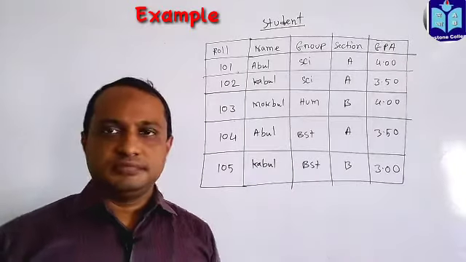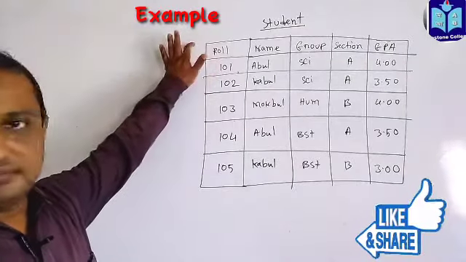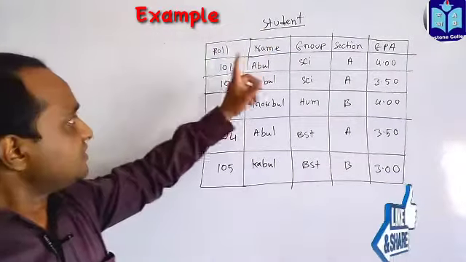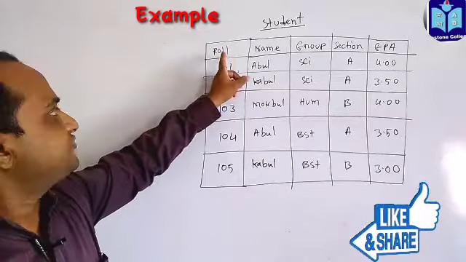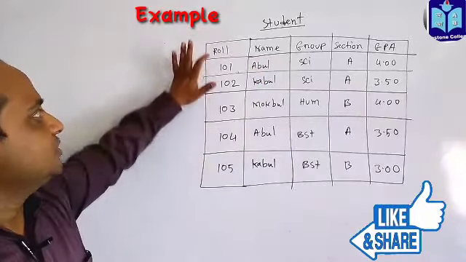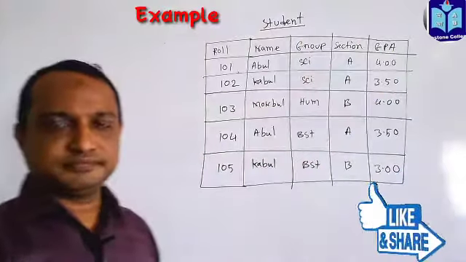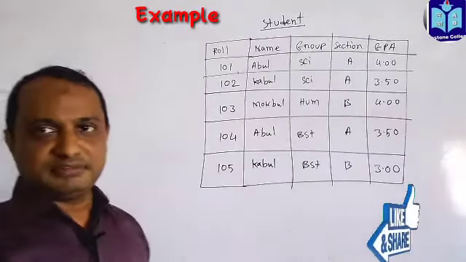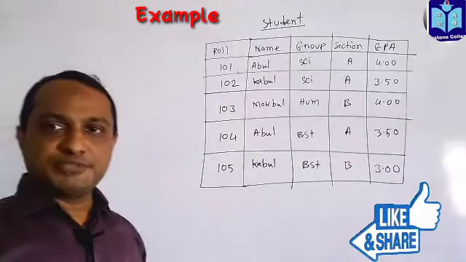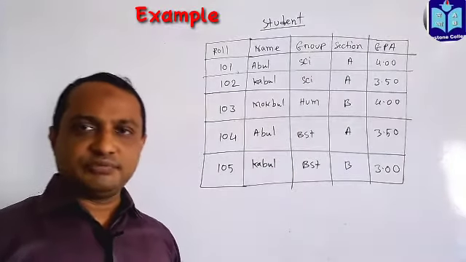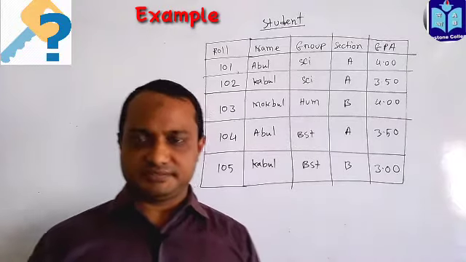Now look at the table. This is a table and its name is student. There are 5 different types of field in this table: role, name, group, section, GPA. And at first I want to say what is key field.